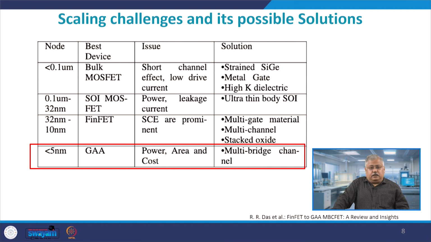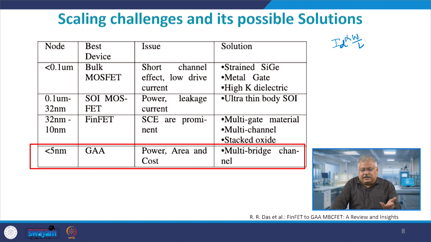What are the challenges of scaling and what are its possible solutions? The challenges in scaling are multiple. For example, when you work with less than 0.1 micron technology node, for example in bulk MOSFETs, the main issues are low drive current and short channel effects. Why? Because for any FET device, drain current is proportional to W by L, right. So when you start to make your length larger and larger, your driving capability starts to reduce, and as a result your drain current I_D starts to fall down.